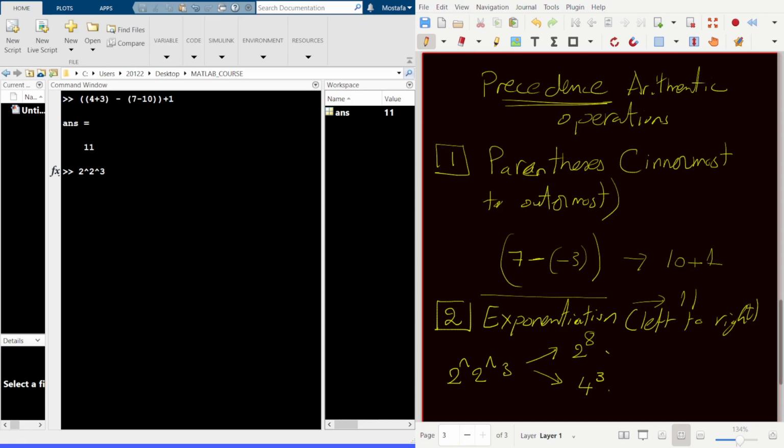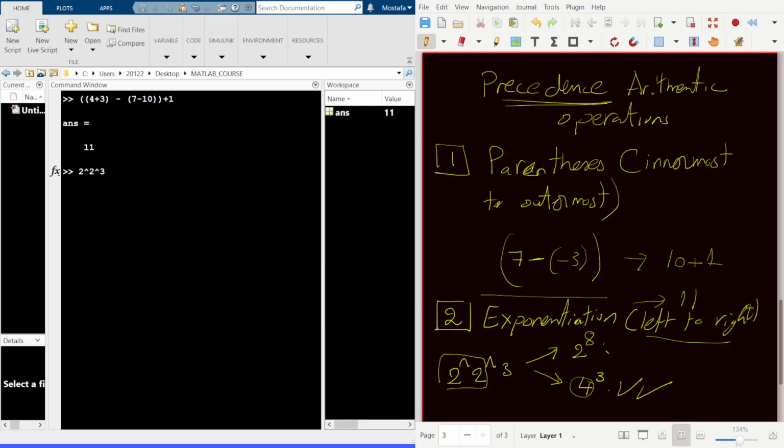So let's see what MATLAB calculates, but let's first try to guess what MATLAB will calculate based on what we understood here. It's from left to right. So what should happen is that we should start from left to right. So I should start calculating 2 raised to power 2 first, and that will give me 4, and then finally raised to power 3, and that will give me the final answer, so 4 raised to power 3. So that should be the correct answer using MATLAB.